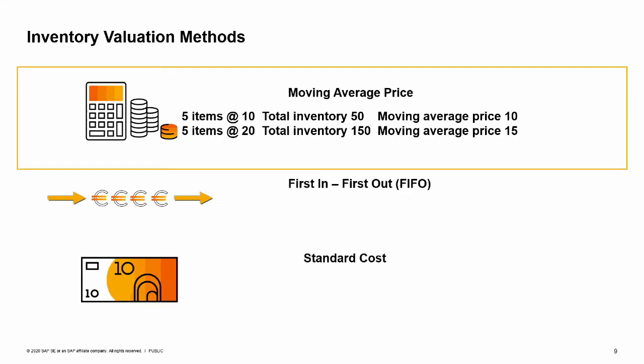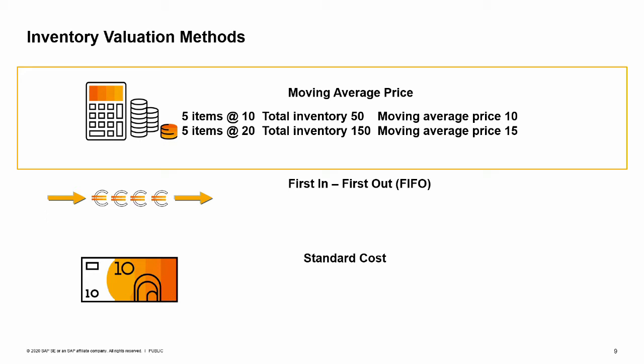First, we will look at the moving average method. When using this method, the system calculates the moving average price by dividing the total value of the goods by the quantity in stock. For example, let us say you buy 5 items for a price of 10 each. You have 5 items worth 50. The moving average price is 10. Then you spend 100 to buy another 5 items at a price of 20 each. Total inventory value is now worth 150, and you have a quantity of 10 in stock.